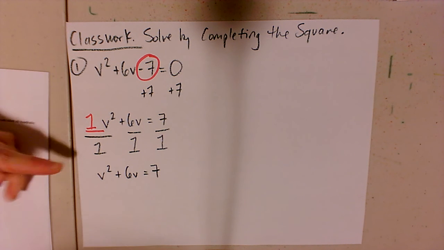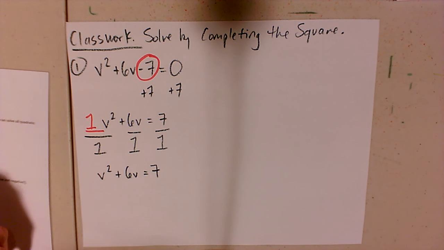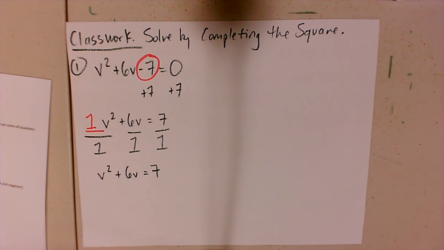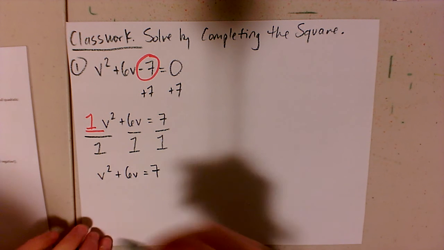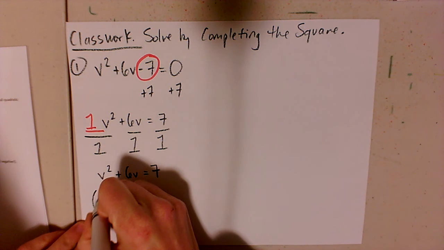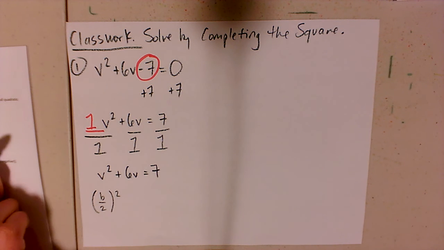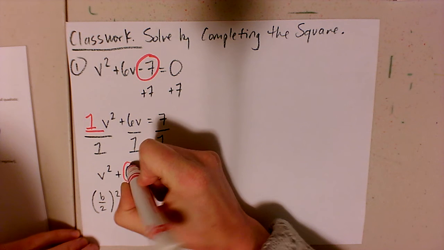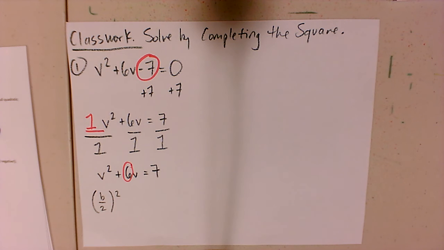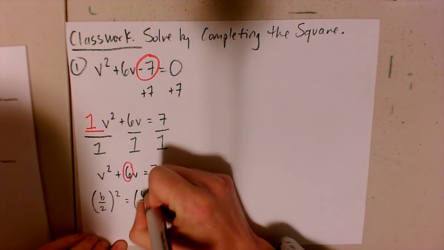Tomorrow, in tomorrow's class, we'll do a lot of problems where your a term is not 1, and then that will kind of have an effect on things. But today, we don't have to worry about that. So then what we're going to do is we're going to calculate b divided by 2 squared. So where am I getting this b from? Well, your b term is the coefficient in front of your second term. So for this particular problem, it's 6. Okay? So what I'm going to be doing here is I'll take 6 divided by 2.